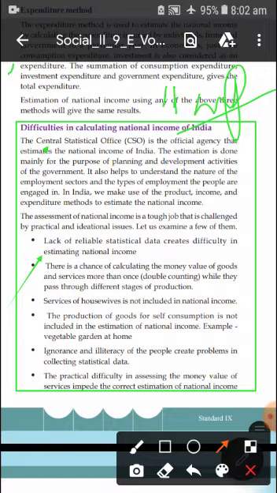Okay, then the third one: service of housewives is not included in national income. When the men go to jobs and work outside, his salary, his job only is counted in national income. But women do a lot of work at home.